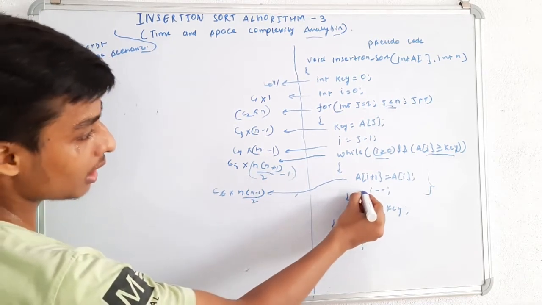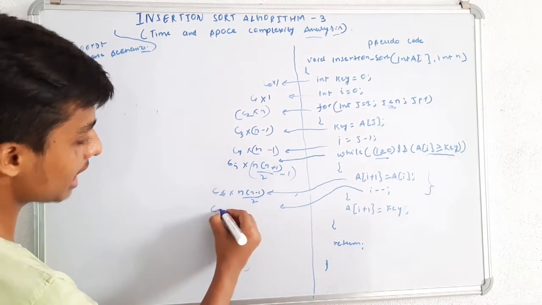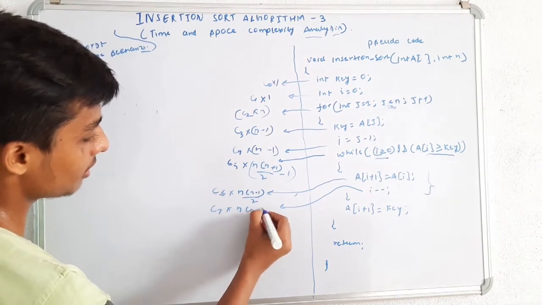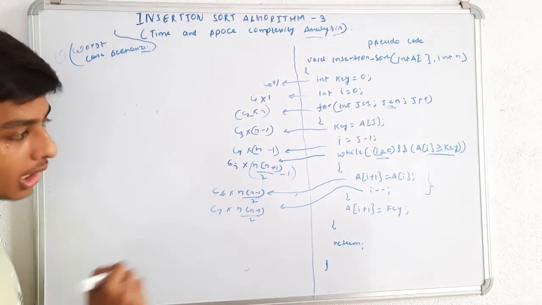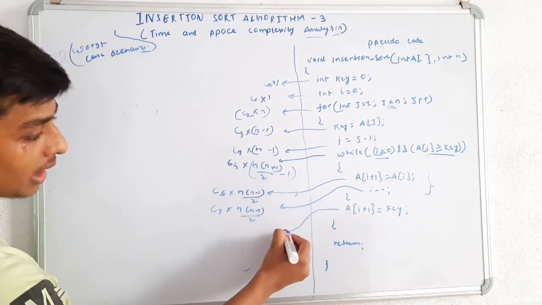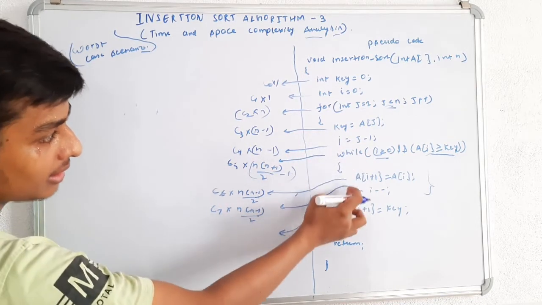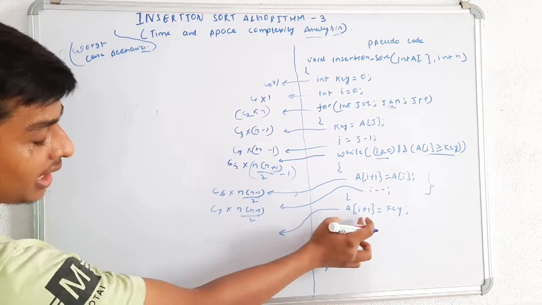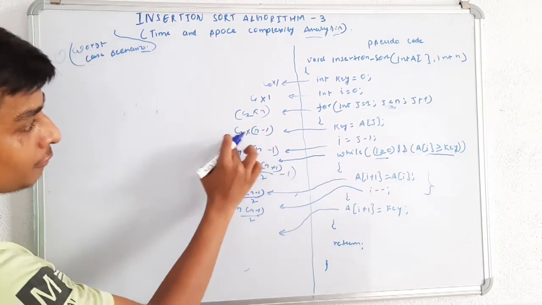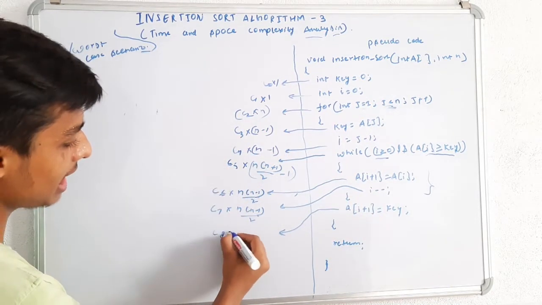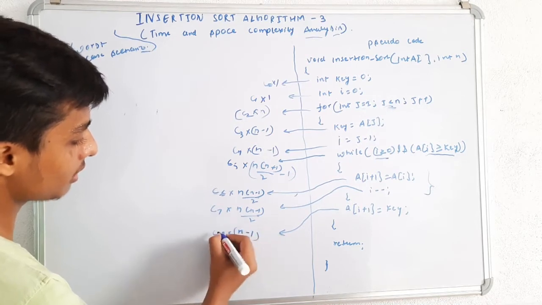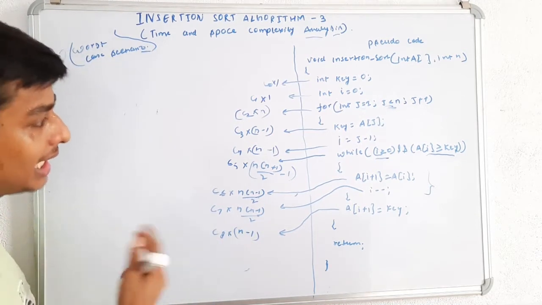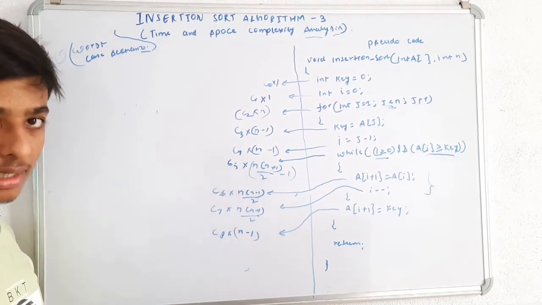The running time for this will also be the same here. So let's say C7 into n minus 1 by 2. Now note that the running time for this statement, as it is outside the while loop and inside the for loop, will be the same as this one. So C8 into n minus 1. Okay, now let's calculate the total running time.